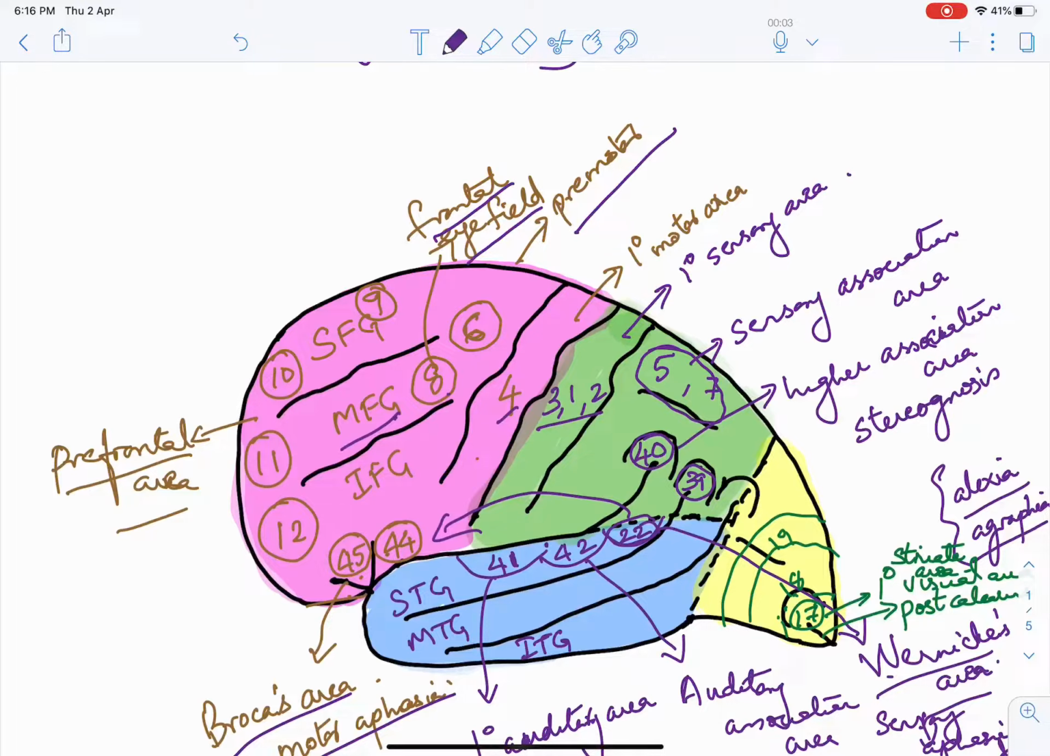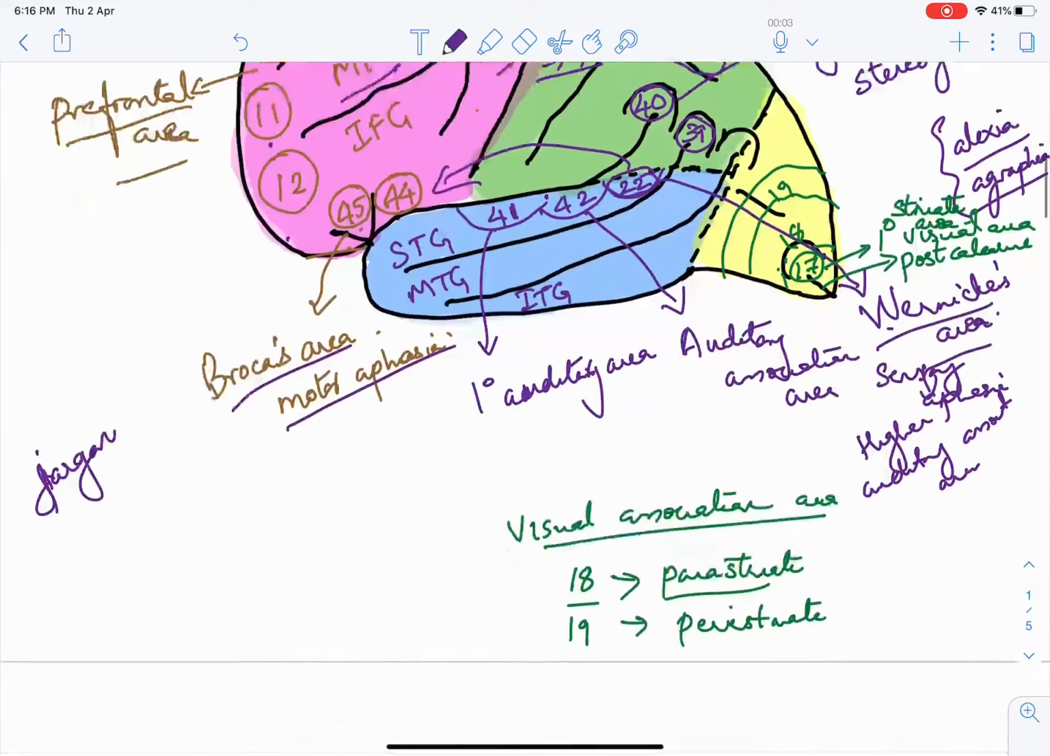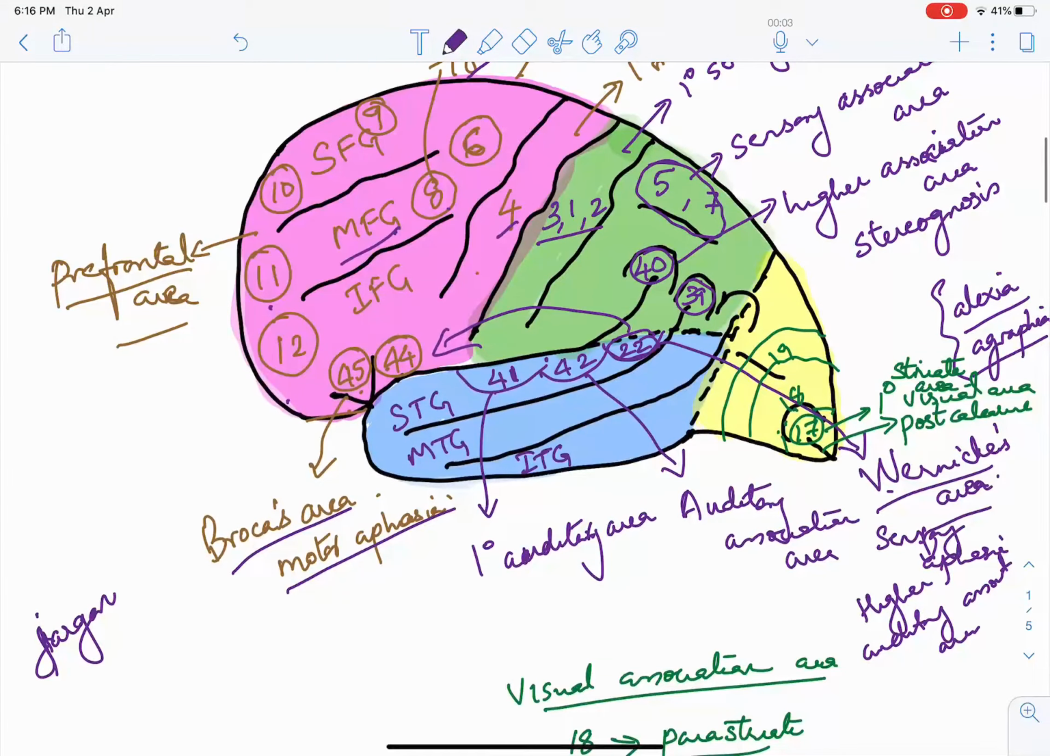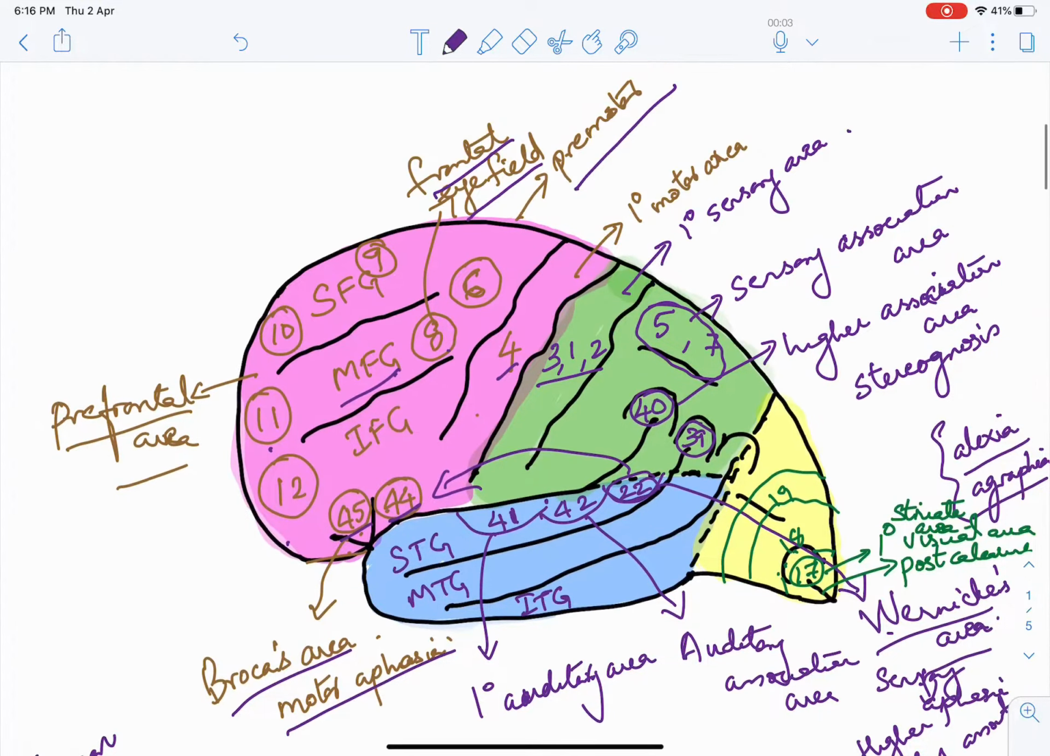Then we have area number 9, 10, 11 and 12 from above downwards in the anterior part of the frontal lobe, extending into the medial frontal gyrus, mainly in the medial frontal gyrus, and that is the prefrontal area. Then we have area number 45 and 44, that is Broca's area, the motor speech area. Then in the parietal lobe, we have area number 3, 1 and 2. Area number 3, 1 and 2, that is the primary sensory area.